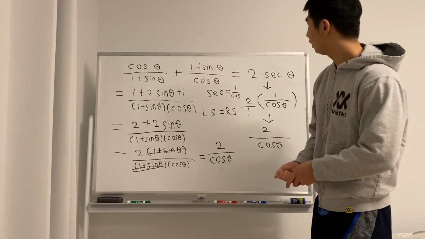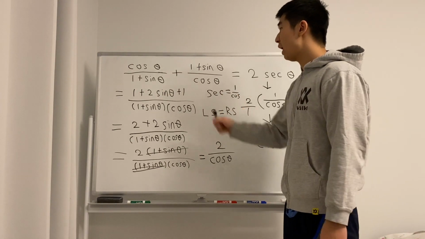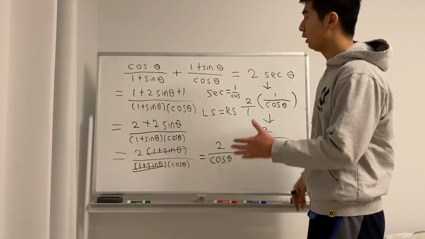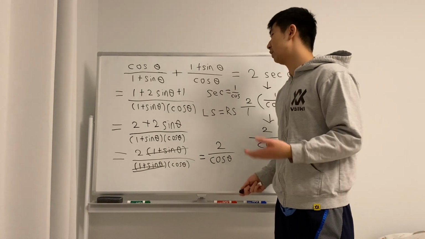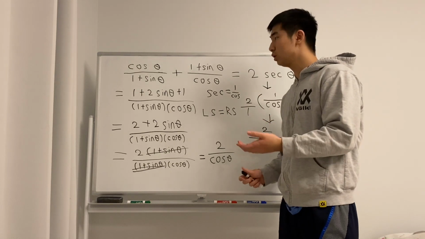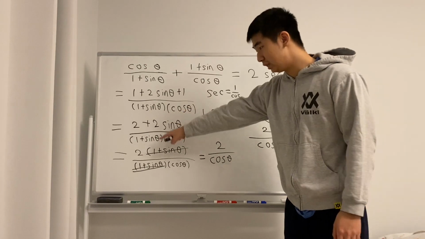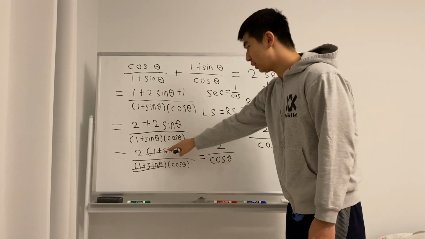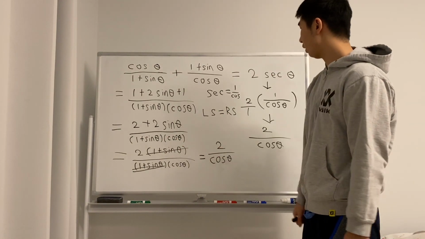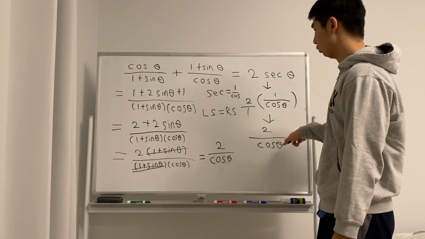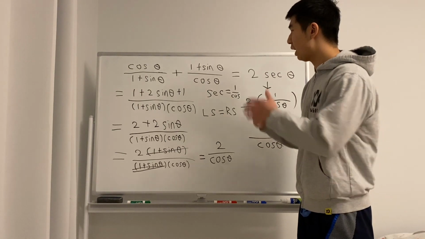Right, so just to recap quickly, I started by simplifying the more complex side, which is the left side. I added the expressions by obtaining a common denominator, right? Then I used the Pythagorean identity to get rid of one of the sine functions. I simplified the numerator. I factored out a 2 in this step, you can see, so that I could cancel out 1 plus sine theta. And I got 2 over cos theta, right? And then I proved that the right side is equal to 2 over cos theta as well. So that's what I was thinking when I was solving the identity, and I was just explaining my steps here.